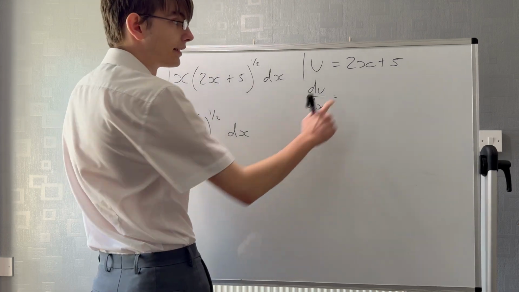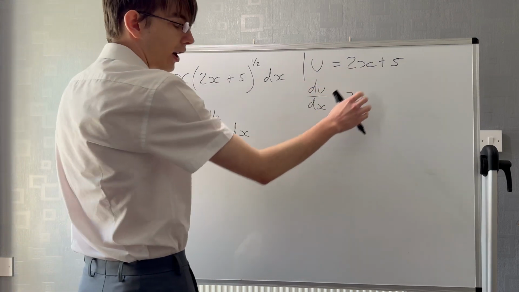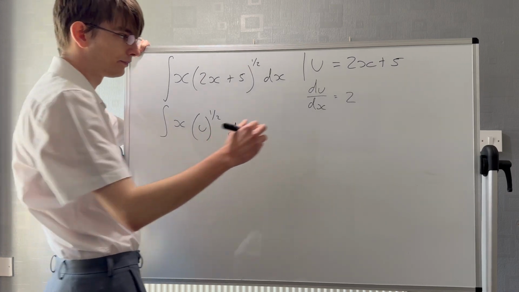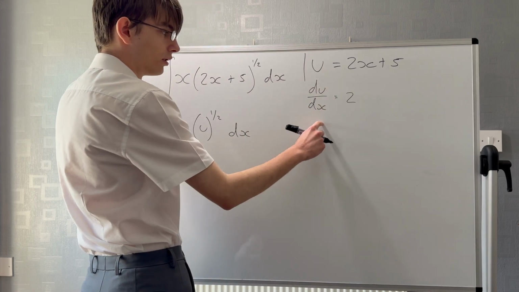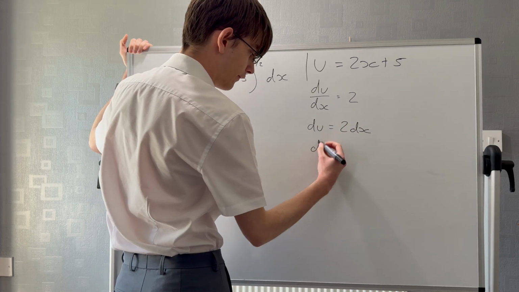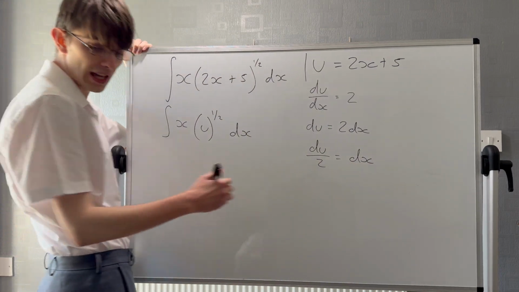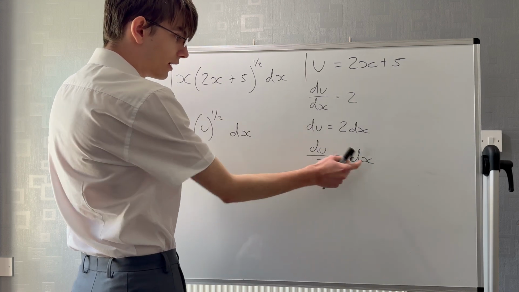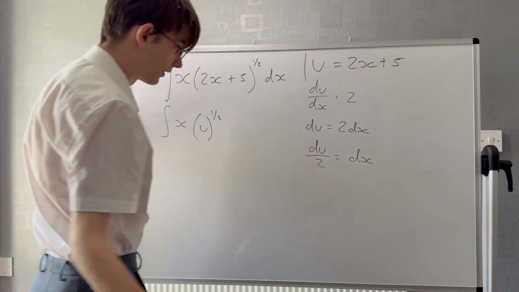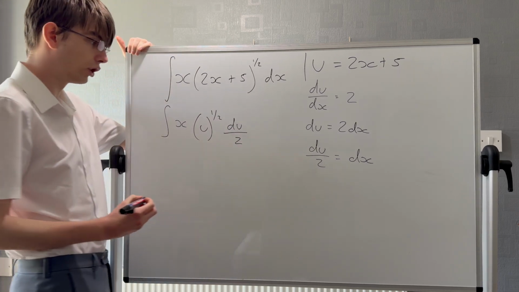And luckily, in this case, that is just going to be 2. Yeah? The derivative of 2x plus 5 is just 2. So, if that's the case, then I can cross multiply and get that du is equal to 2 times dx, and therefore du divided by 2 is equal to dx. And now I've got something with a du in it I can replace for my dx. So to save space, let me rub that out and replace my dx with du divided by 2.